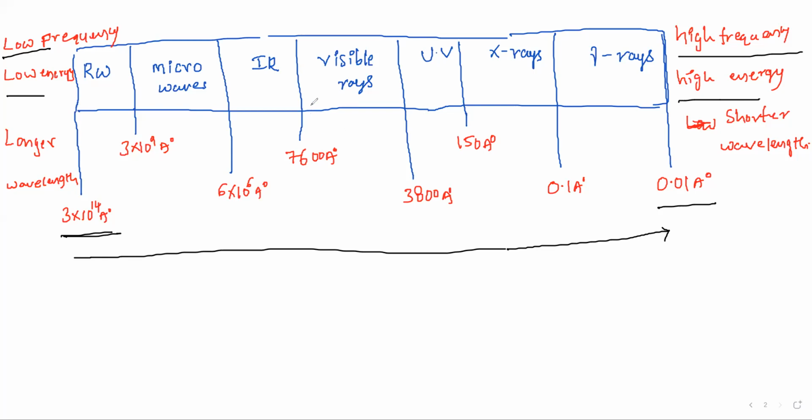So here you have to remember the visible range. Only the visible range we can see with our naked eyes, that is 7,600 angstroms to 3,800 angstroms. This is the visible range we can see. Yes or no? Did you understand this one? Any doubts?